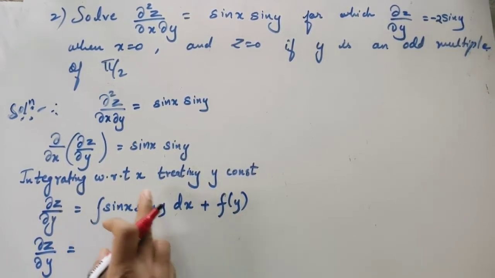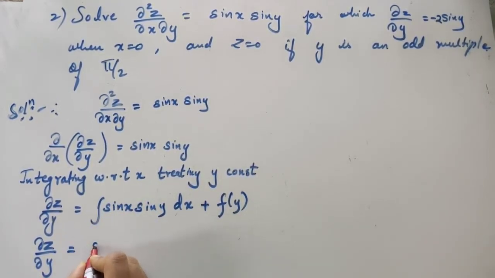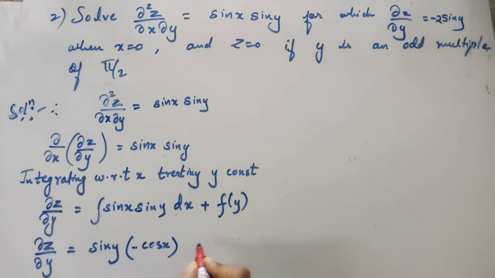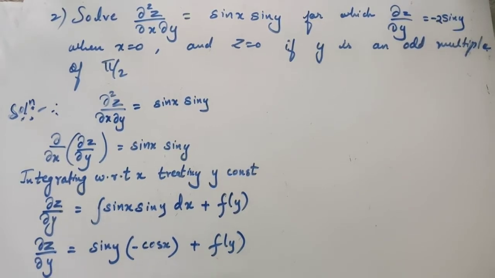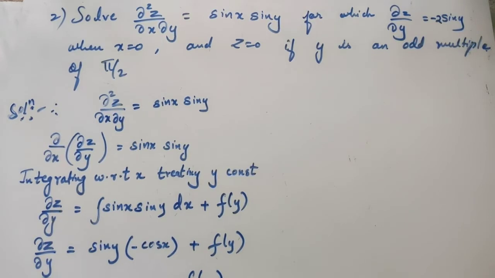What is the integration of this with respect to x? Sin y outside, and the integration of sin x with respect to x will be minus cos x, plus f of y. So ∂z/∂y = -sin y cos x + f of y. This is the solution up till here.